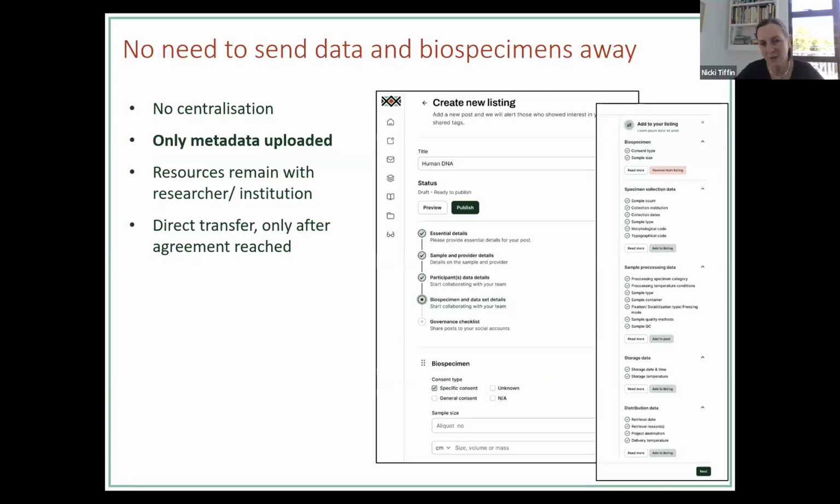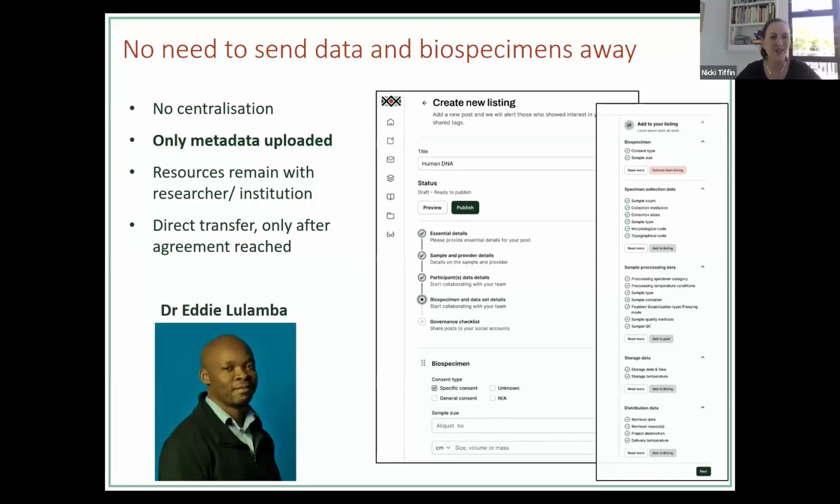Maybe I've got a set of biospecimens that I'm happy to share. I can create a new listing and provide the basic details about what I'm holding. For example, it's human DNA, from people who have a specific condition. It can be quite a basic description because we thought that lowers the barriers to uploading what you have. But you also have the option to provide a whole lot of additional information if you would like to be more specific about exactly what you have to share.